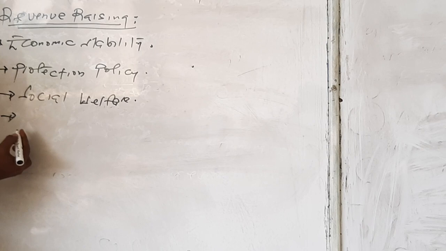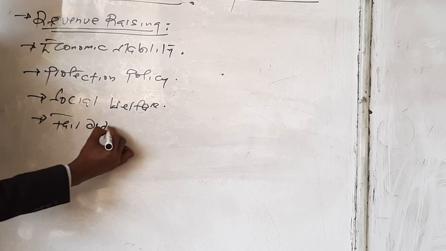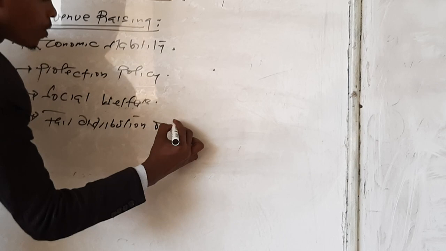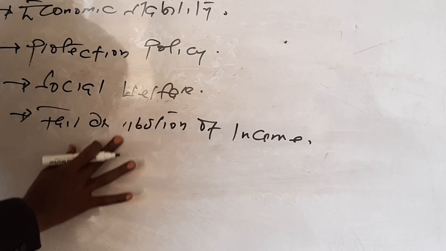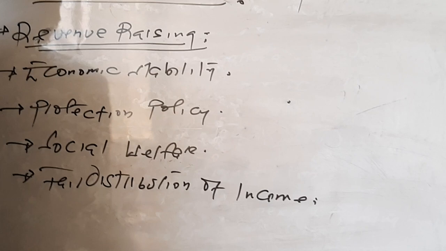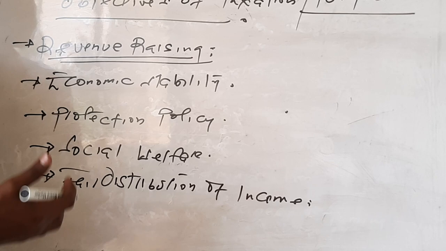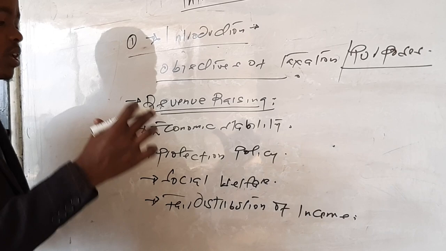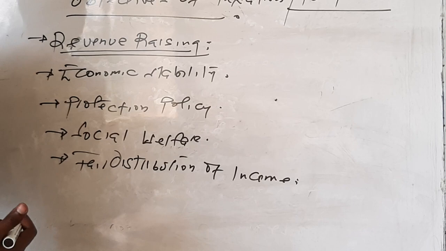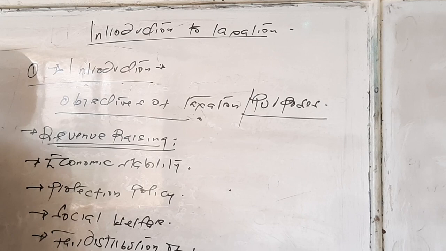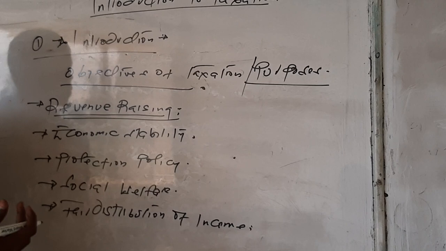The fifth objective here is fair distribution of income. So why do we have to come up with fair distribution of income? Because there is a bigger gap between the haves and have-nots: the people who have wealth or income, and the people who don't have any income. There is income inequality there. So the tax authority has to come up with some measures so that it can bridge the gap existing between the haves and the have-nots, and therefore fairly distribute the income that exists.